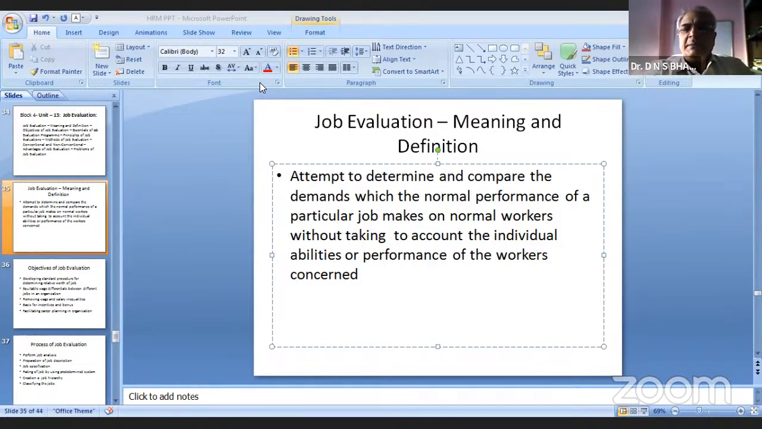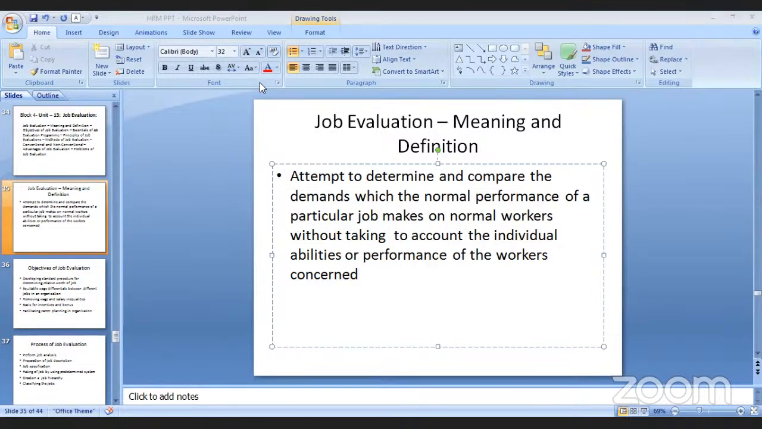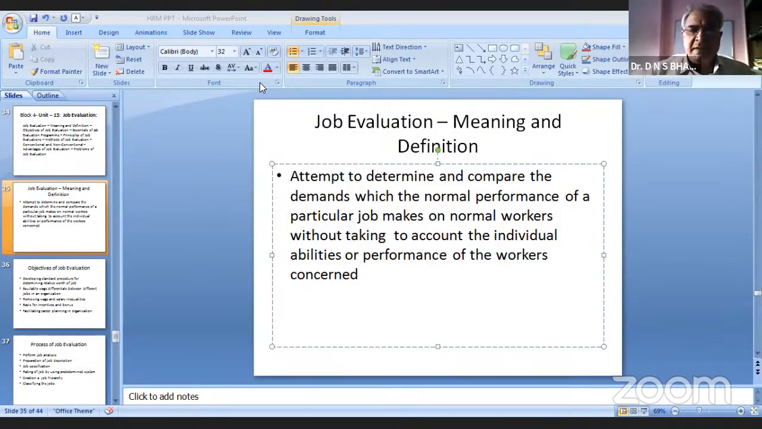Job evaluation is an attempt to determine and compare the demands which the normal performance of a particular job makes on the normal worker. So how is the normal worker going to perform a specific job? What are the job requirements for that? That means what is required to do the job in a better way. These are the various important elements, and how far a normal worker performs, without taking into consideration the individual abilities of the worker.